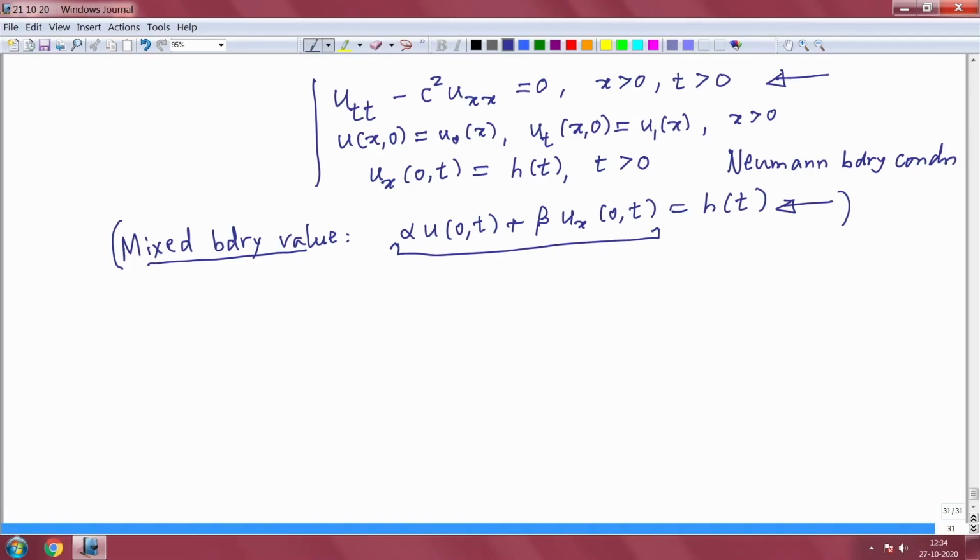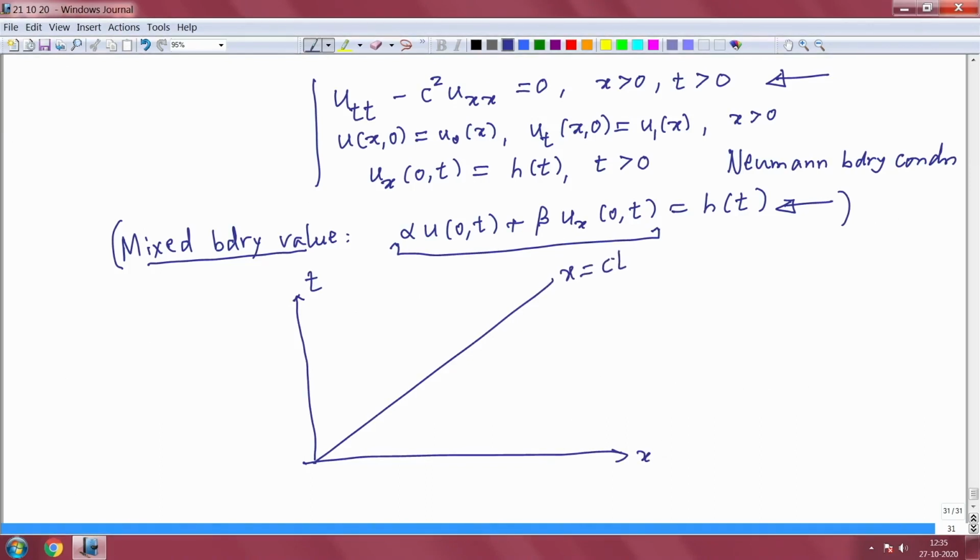So, again the idea is the same. You just consider the first quadrant, and this characteristic x equal to c t. Again, in this region the solution has its domain of dependence completely lying on the positive real axis. So, the solution again is given by D'Alembert's formula. There is absolutely no problem there.